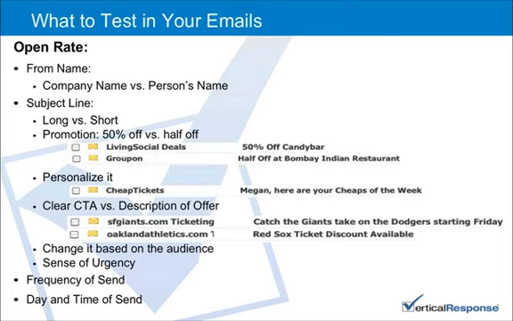All right. So what to test in your emails? First, we're going to go over the open rate. If you want to test your open rate, the first thing to start with is your from name. This is really going to depend on the type of company you are and how people recognize you and your brand. For most people, I can almost guarantee that your open rate is going to be a lot higher if you use your company name versus a person's name.